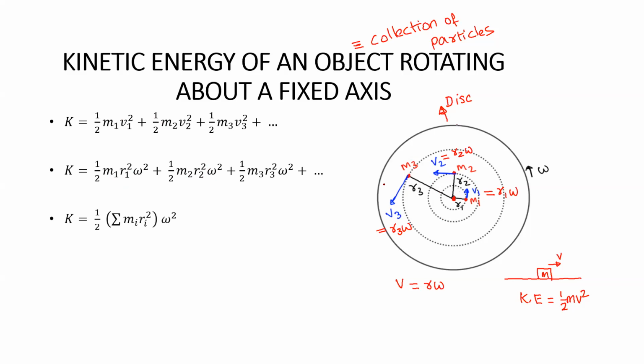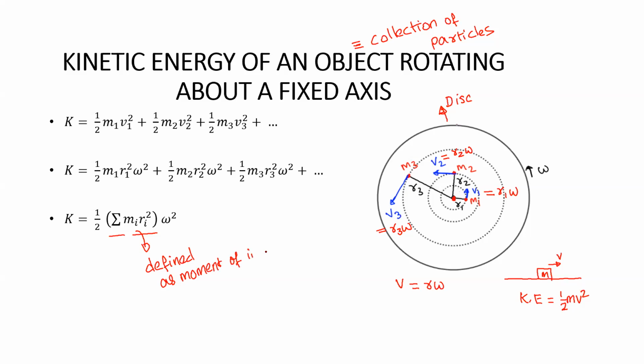Now I can factor out the half and omega square. The entire object has the same omega. If you take any particle, the angular velocity of every particle will be the same. So half and omega square are factored out, and whatever you have in between is actually defined as the moment of inertia. So this is defined as moment of inertia.